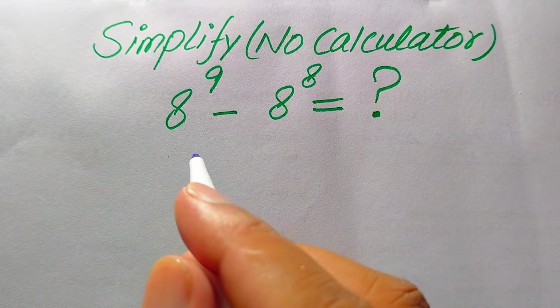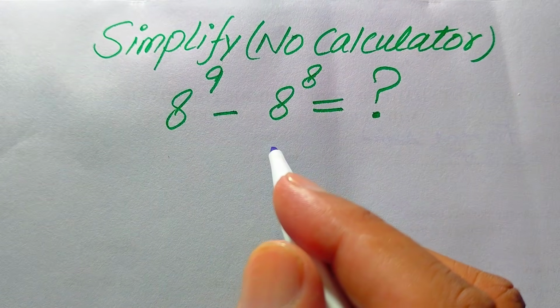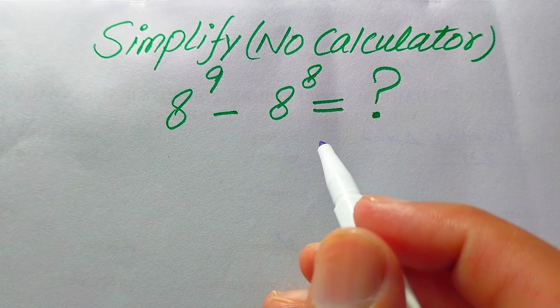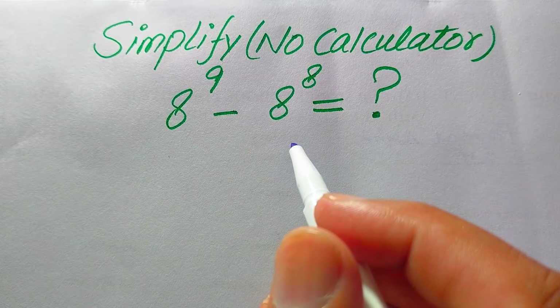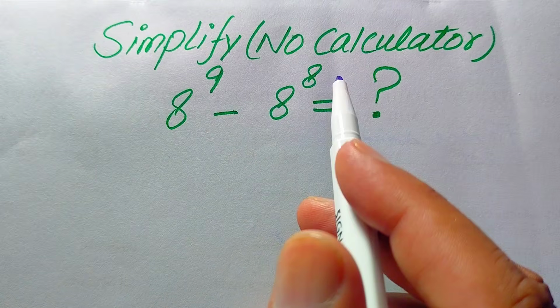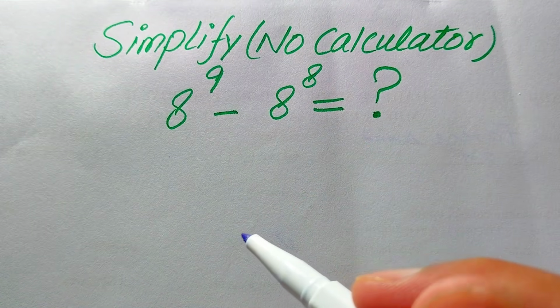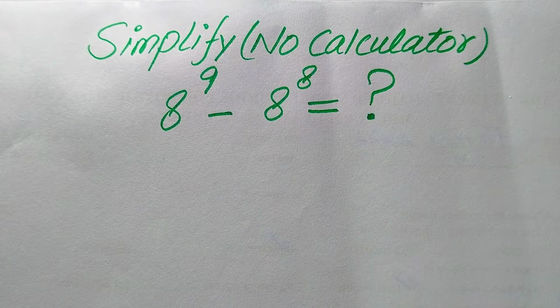Here we have 8 to the power of 9 minus 8 to the power of 8 equals what? We write this algebraic expression in simplified form. But remember one thing: a calculator is not allowed in this problem. This means that we need to show all of the working on paper.